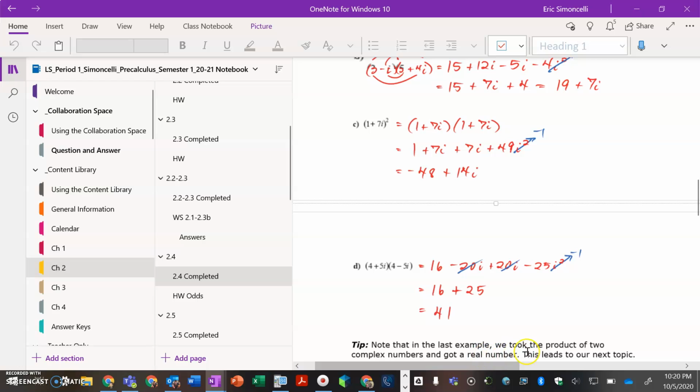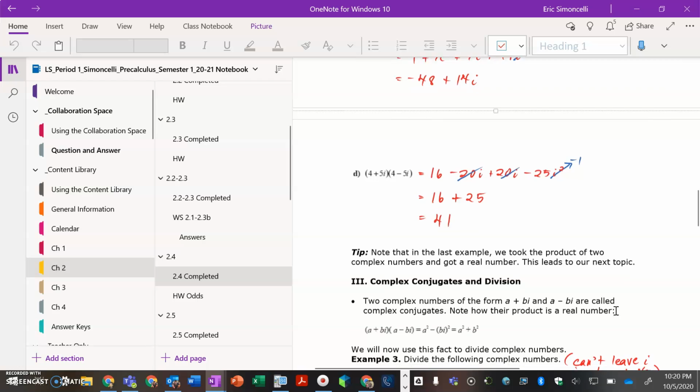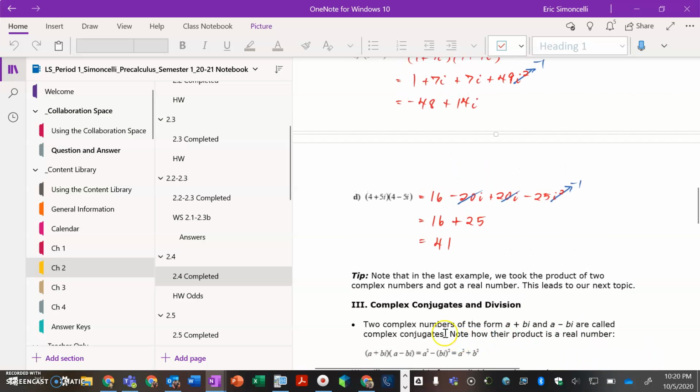As a tip, note that in the last example, we took a product of two complex numbers and got a real number. This leads to our next topic, the topic of complex conjugates and division. Two complex numbers of the form a plus bi and a minus bi are called complex conjugates. Note how their product is a real number.